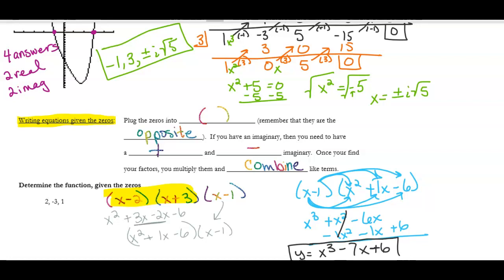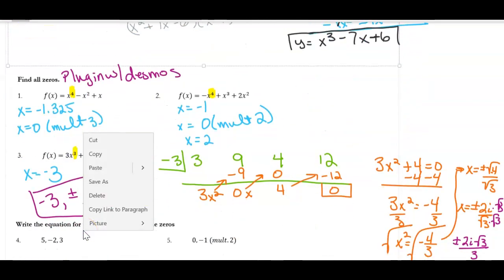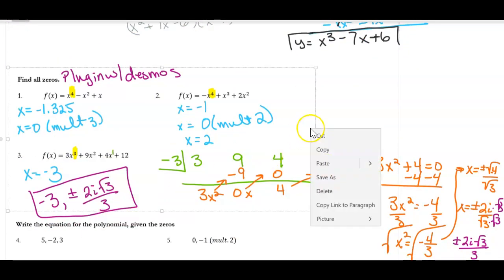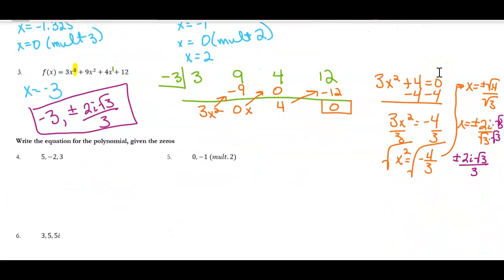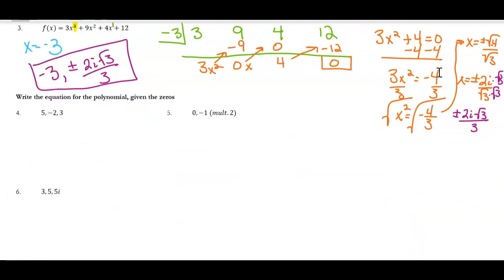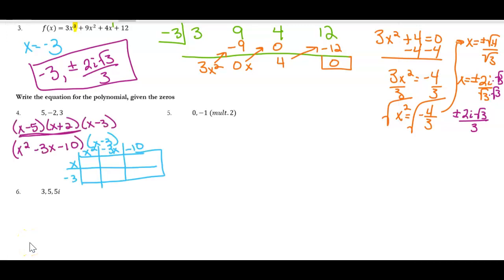Okay, now let's go to our last set of examples. Okay, I would like you to try number 4, and when you think you have it, press play so you can check your work. Okay, so it doesn't matter the order that you multiply, but if you did these first two here, you would have gotten x squared minus 3x minus 10, and then bring down the x minus 3.